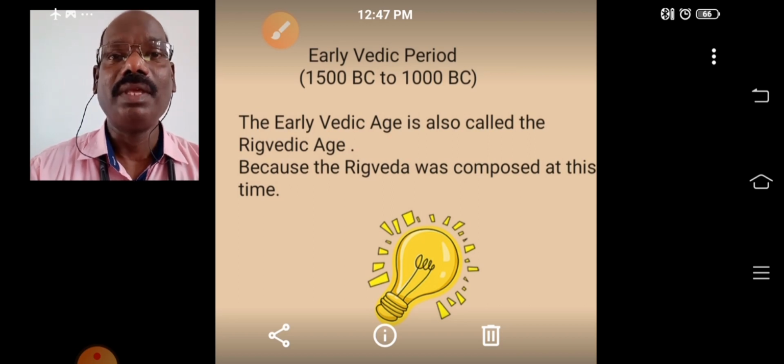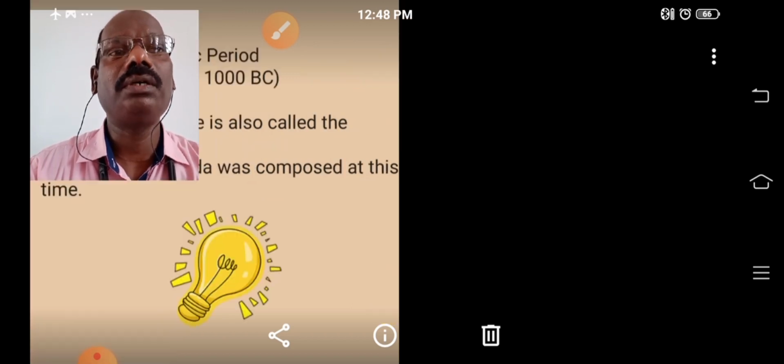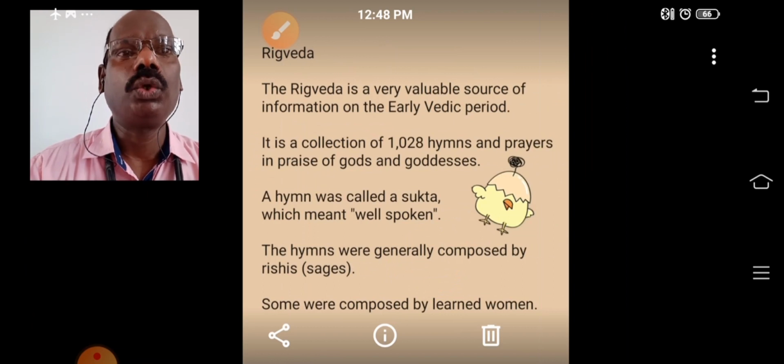Okay children, we can see some interesting facts about the Rigveda. Do you want to know? Yes, we want to study some interesting facts about the Rigveda. The Rigveda is a very valuable source of information on the early Vedic period. The life of the people, their economic condition, their social condition, their religious belief, all about this period we can understand if we read which book? Rigveda. So we call Rigveda a very valuable source of information on the early Vedic period.